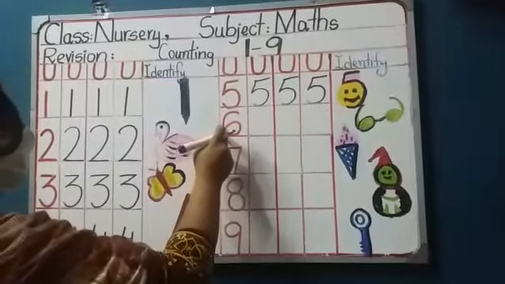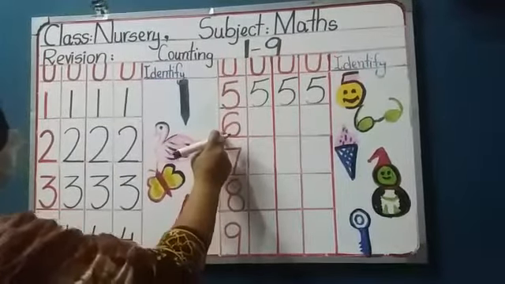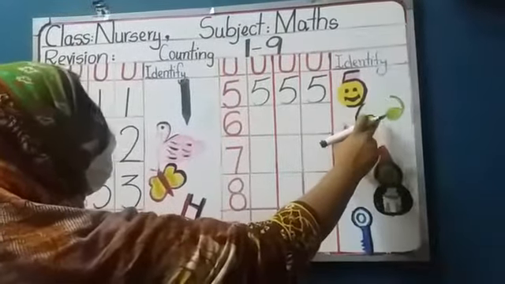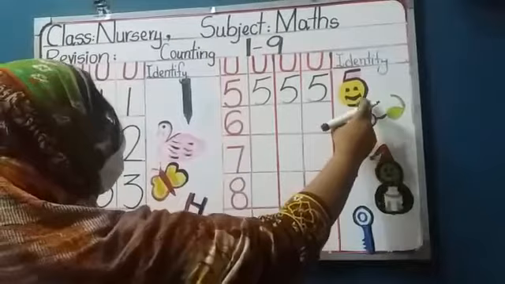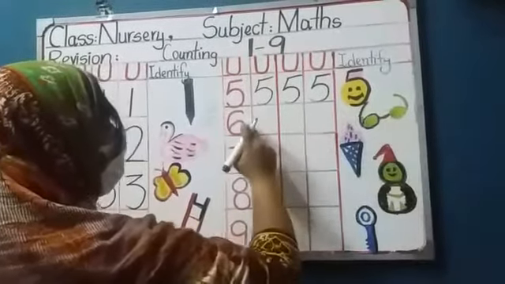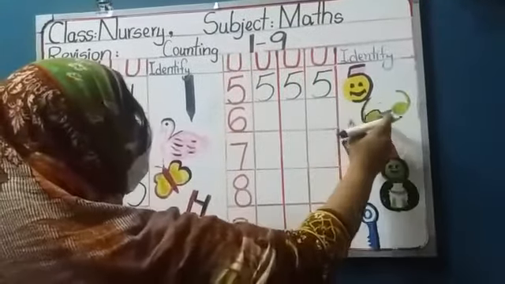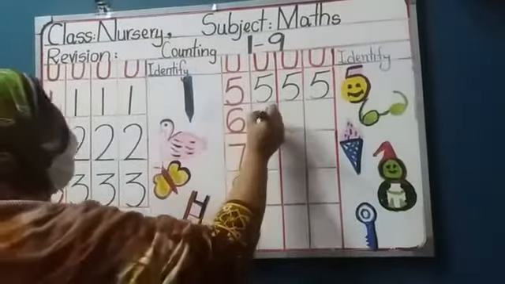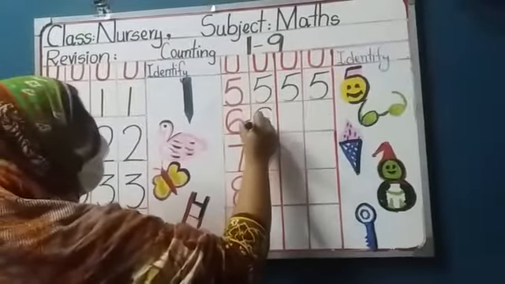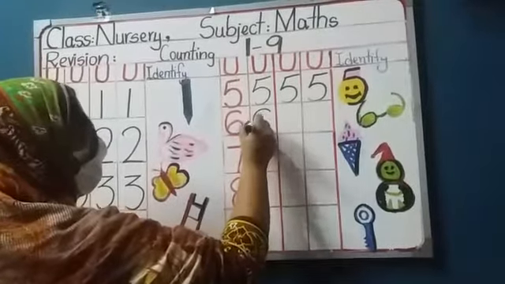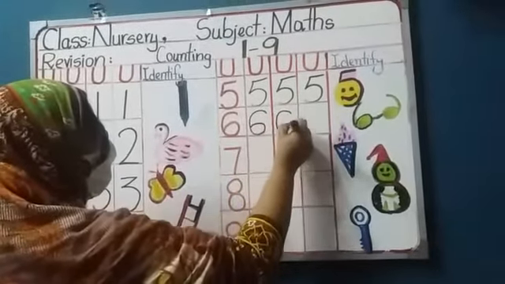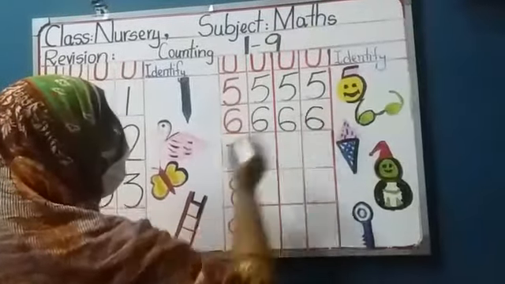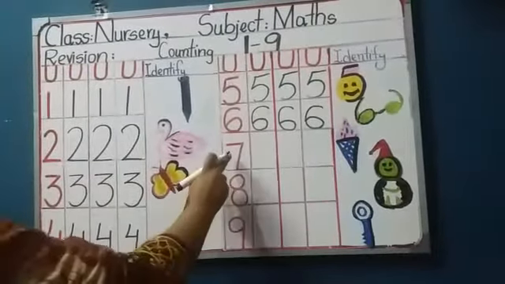Now what is this? This is 6. And what is this? These are glasses. And the shape of glasses is matching with 6. Look. It is matching with 6. Now write with me 6. Read and write 6.